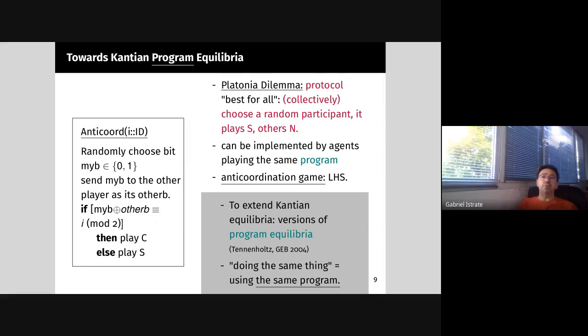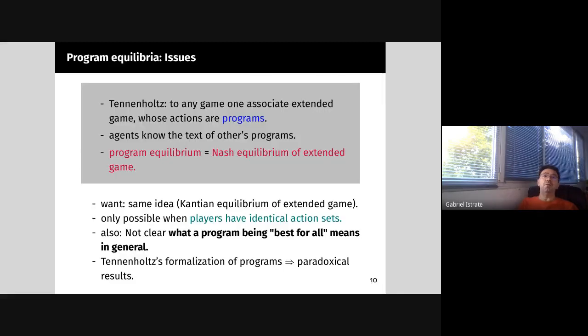So the conclusion of this argument is that to extend Kantian equilibria, we want some version of program equilibria. Program equilibrium is a concept introduced by Tennenholtz, and using the same program is an intuitive way to formalize the fact that players are doing the same thing or taking the same action. So what is a program equilibrium? Program equilibrium was defined by Tennenholtz. To any game, we associate an extended game whose actions are programs, and programs have access to the other agents' programs, and they can act accordingly. And program equilibrium is simply a Nash equilibrium of this extended game.